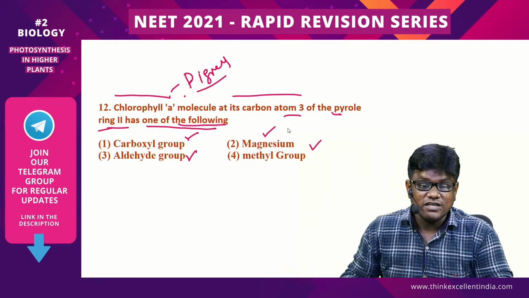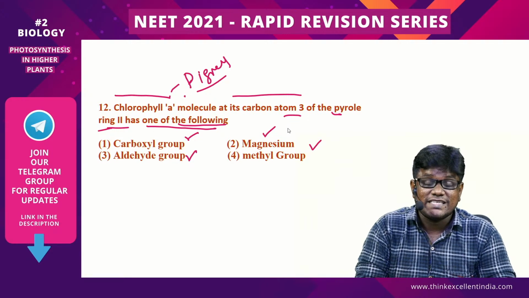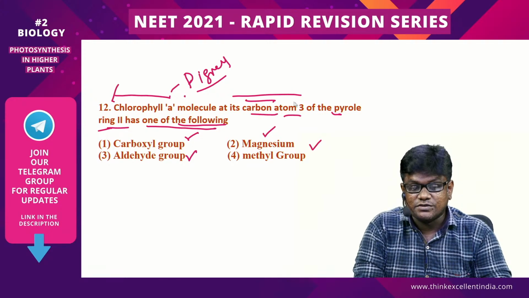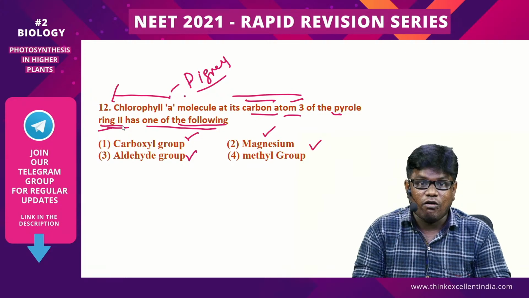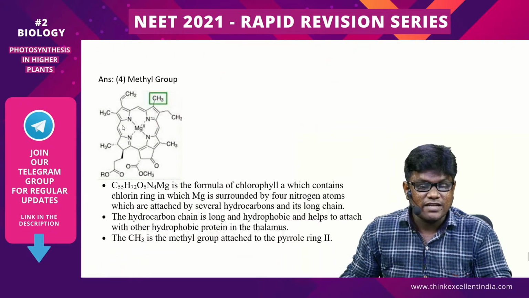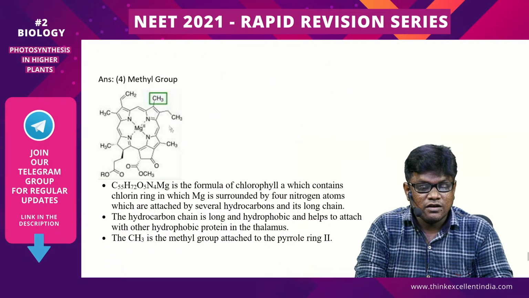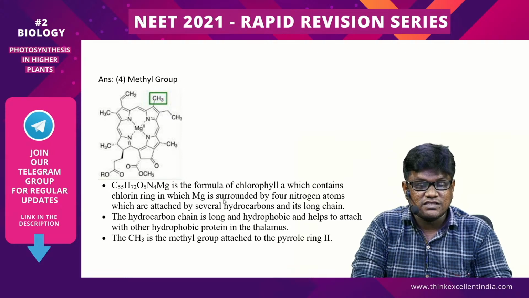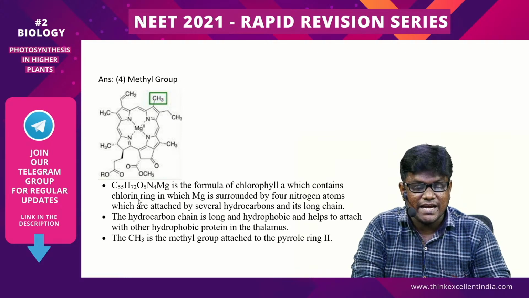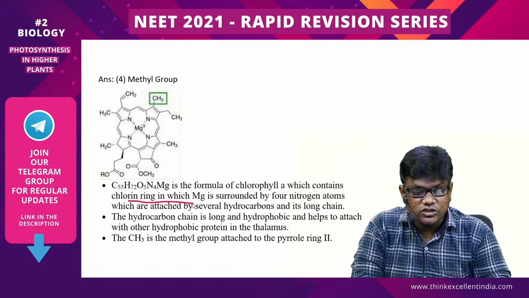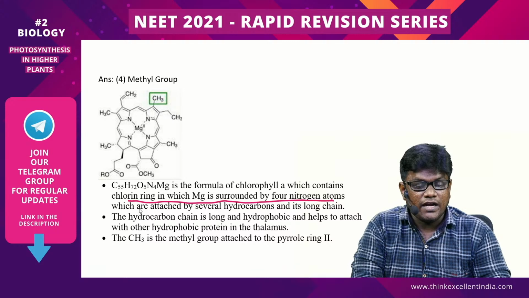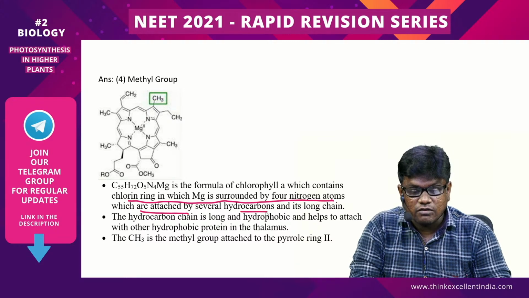So first you have to be very clear with what exactly the structure of chlorophyll is, where the carbon atoms are, and where pyrrole ring 2 is. All these things will be important. Here you can see the formula for chlorophyll, C55H72O5N4Mg, which contains the chlorin ring in which the magnesium is surrounded by the 4 nitrogen atoms, and which are attached to several hydrocarbons.